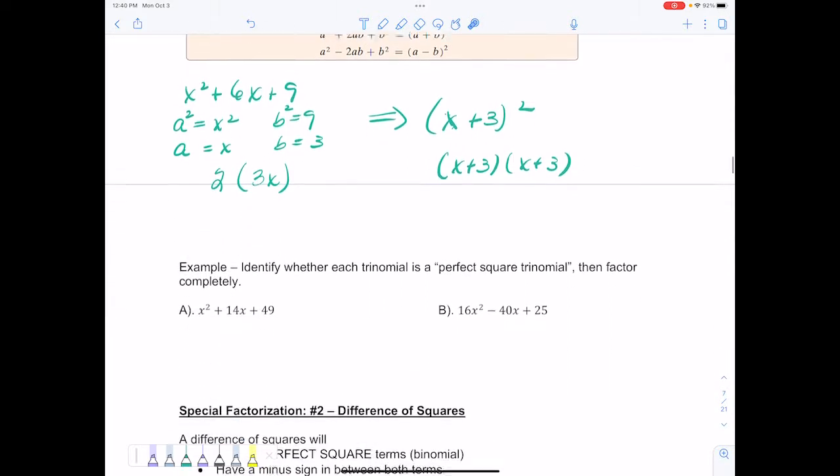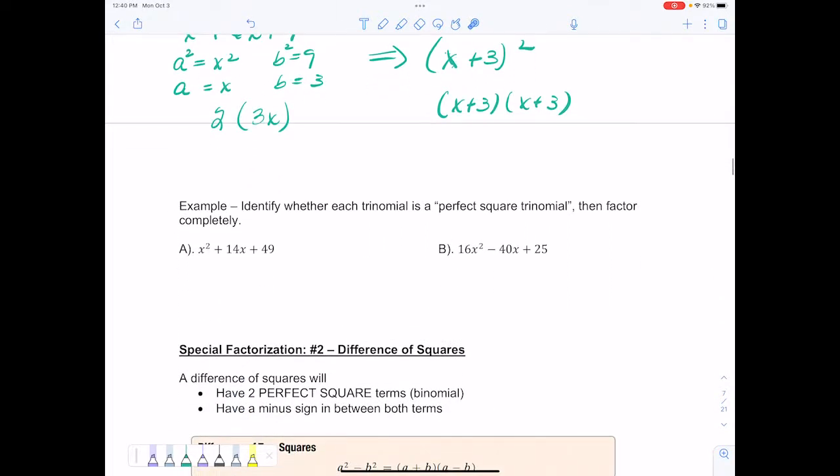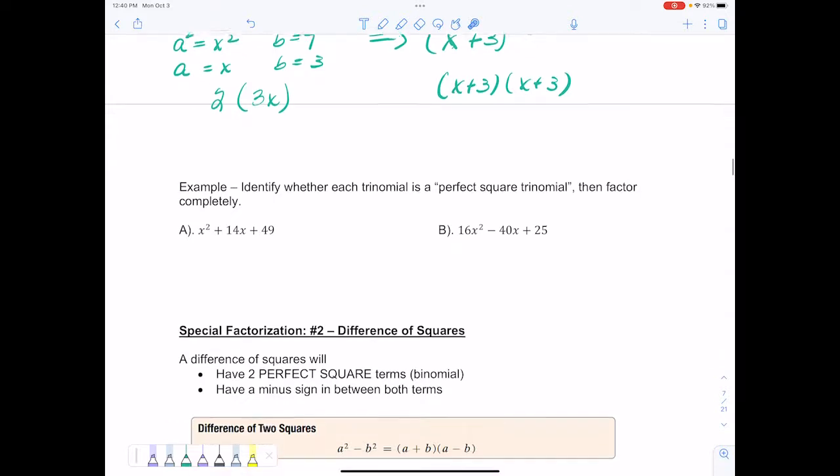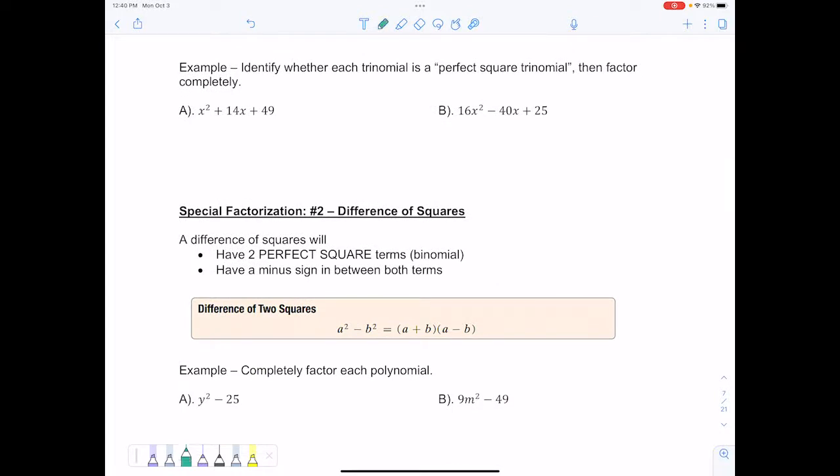So let's try these next two. So first we need to determine, is it a perfect square trinomial, and then factor completely. So I need to go through my two conditions. The first condition is, do I have two perfect squares? 1x squared and 49. Can you take the square root of them? Okay, I can take the square root of 1x squared. It's just x, so that's my a. And the square root of 49 is 7, so that's my b. So yes, I have two perfect squares.